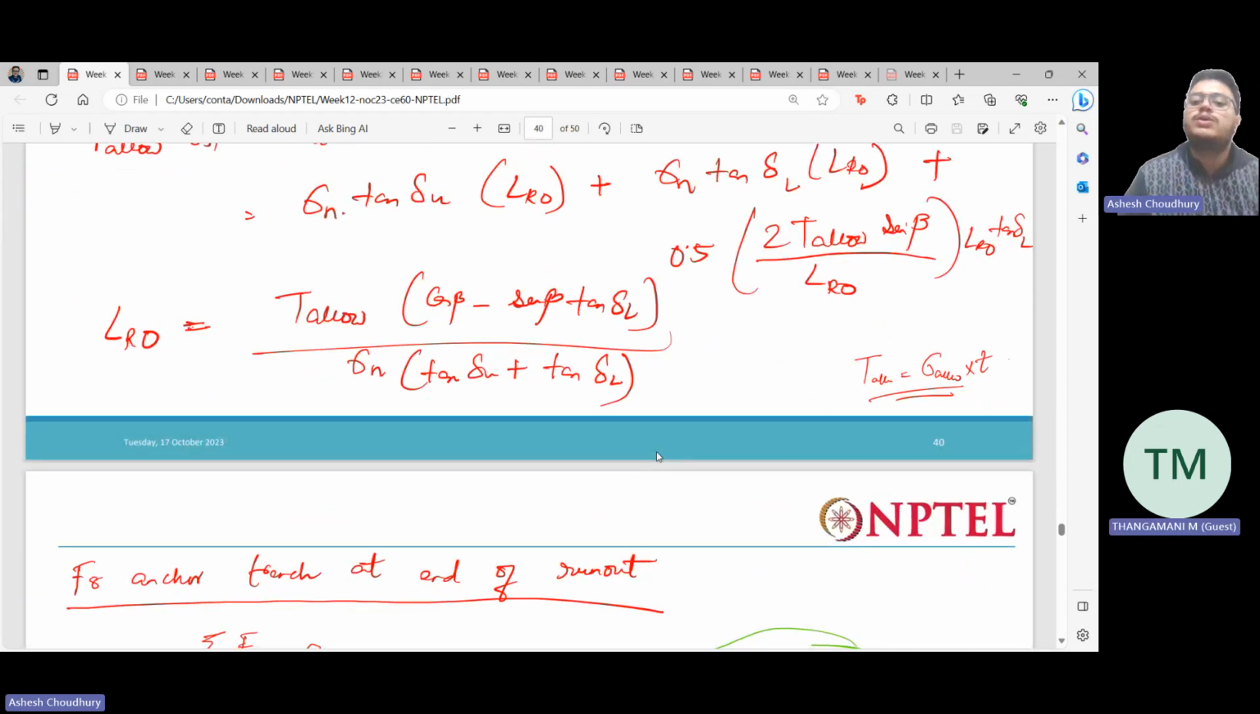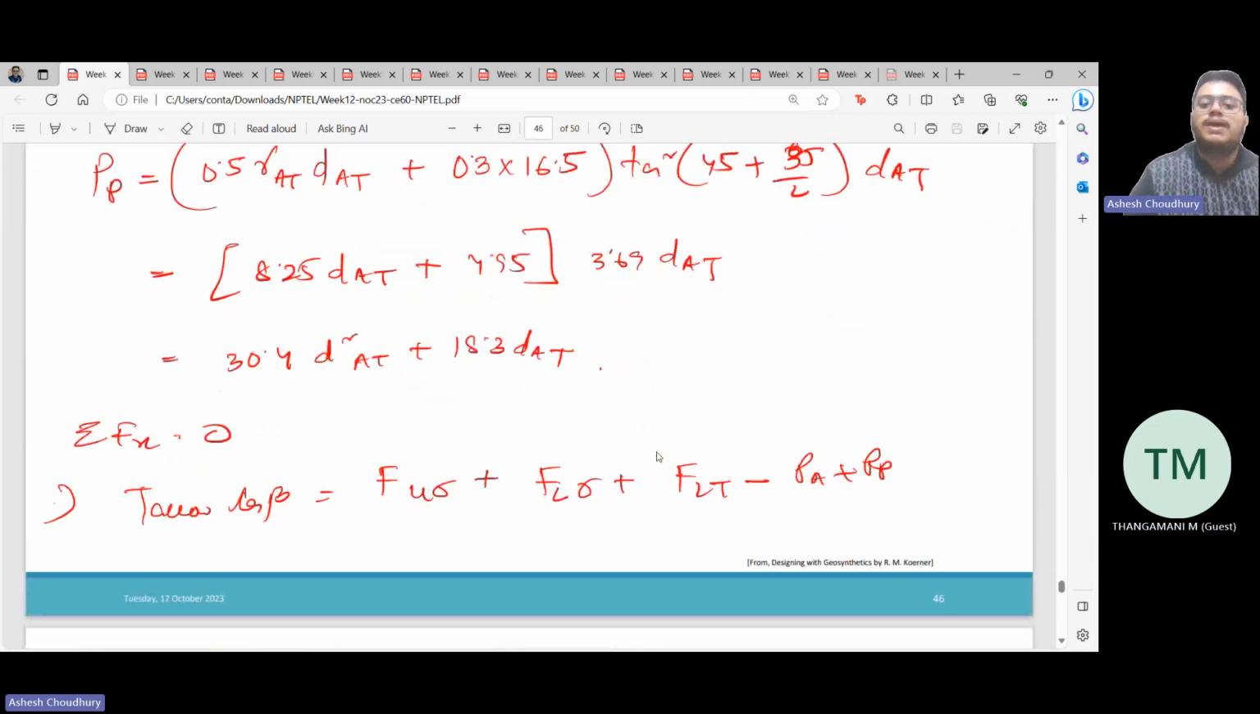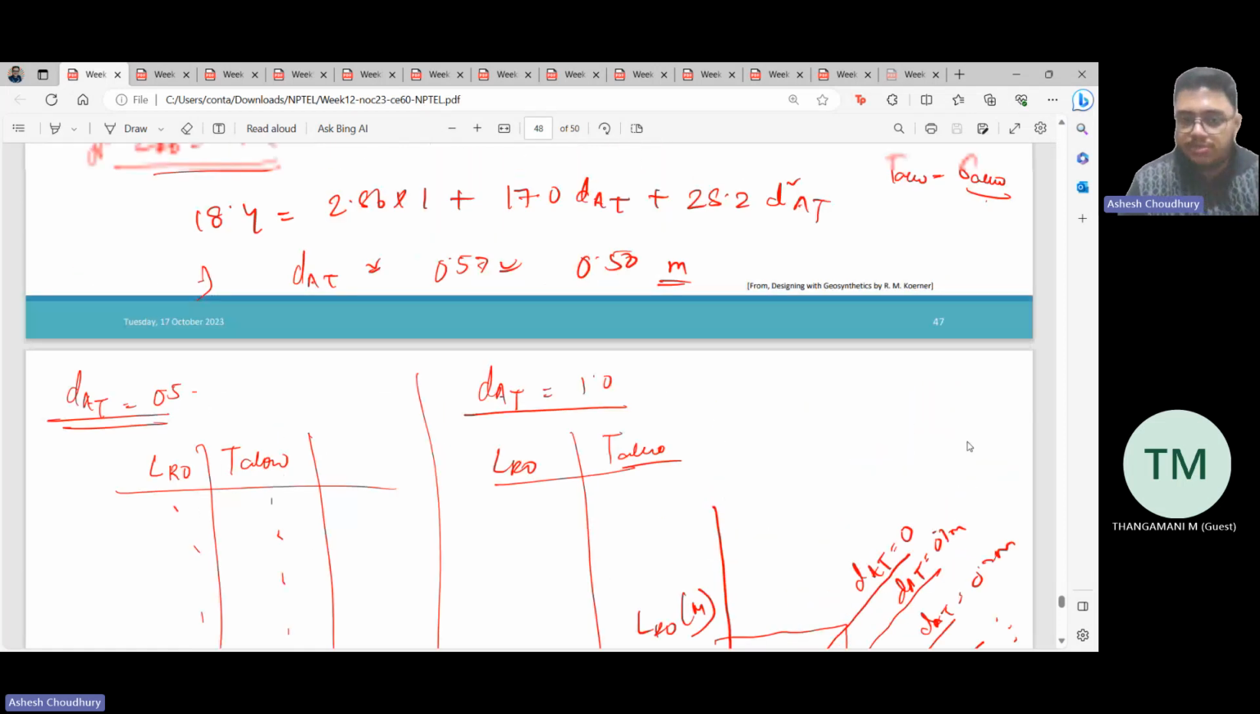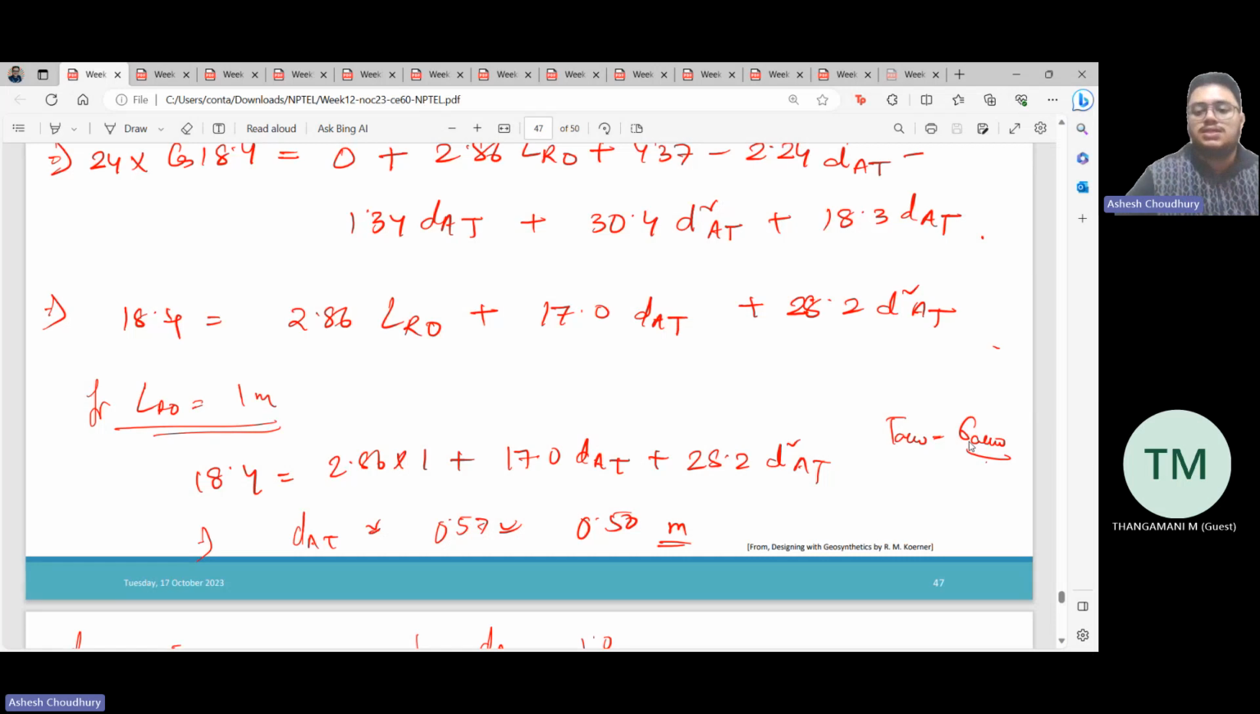Then also we saw that we can actually make a design chart for ourselves. By varying the T allowable, the run out length and the depth of the trench, you can actually prepare a design chart.